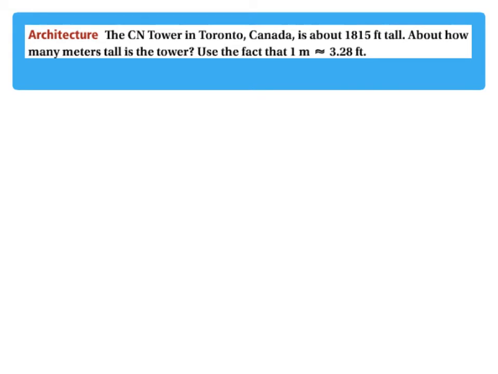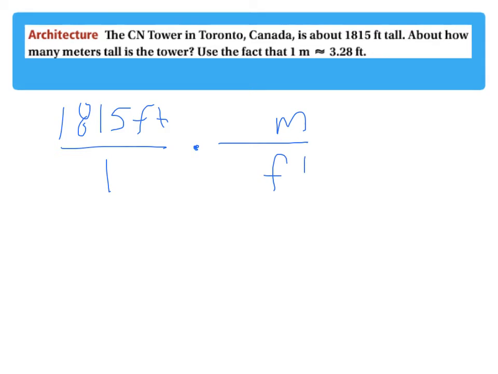So now taking what we just talked about with conversions, we're going to use that in a real life situation. So it's telling me that the CN Tower in Toronto, Canada is 1,815 feet. I'm going to put that over 1. It's asking me how many meters it is. So I need to make sure that feet is on the bottom because those units have to cancel. So use this fact that 1 meter is equal to 3.28 feet.